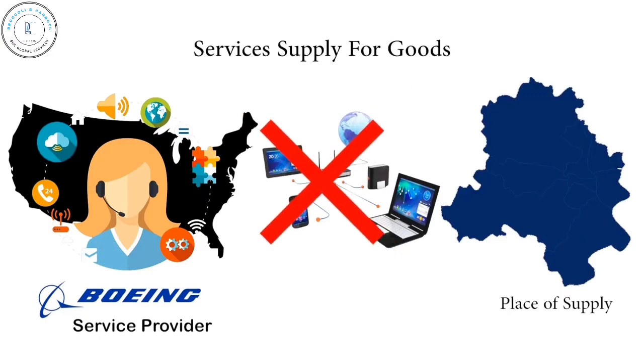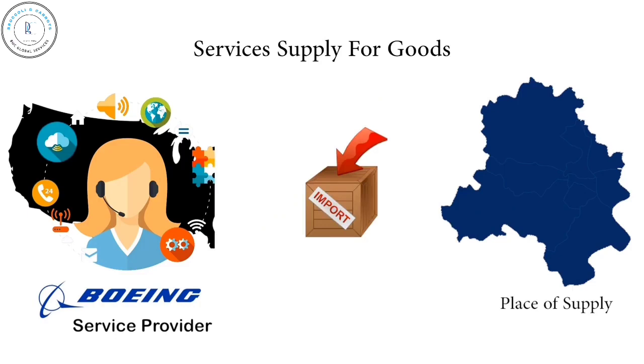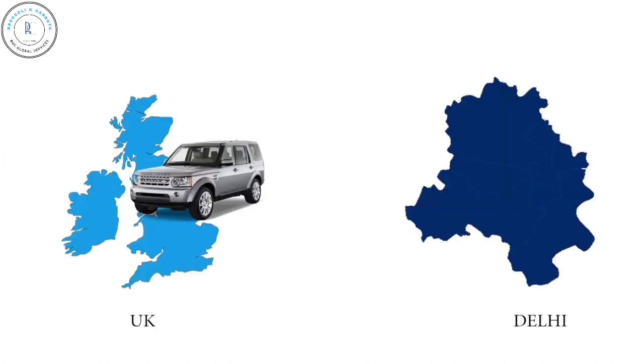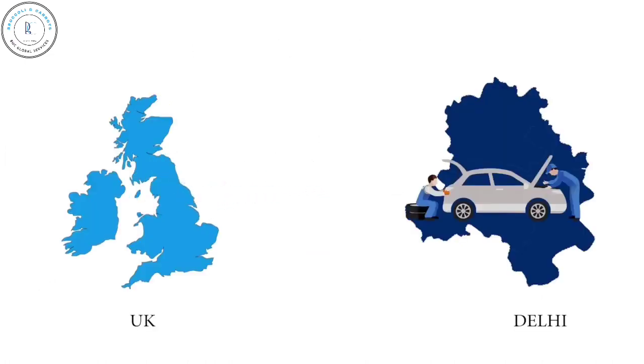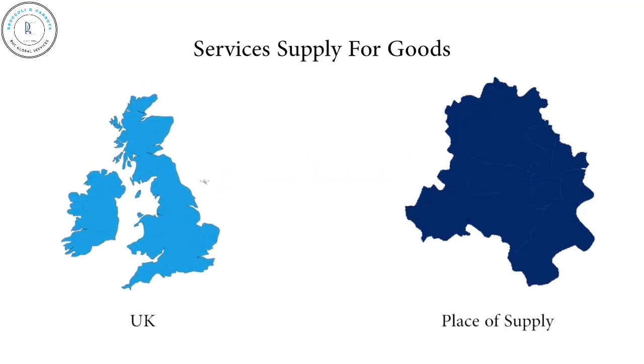The above clause will not apply in the case of services supplied for goods temporarily imported into India for repairs and exported after repairs without being used in India. Example: a Land Rover was brought to Delhi from UK for repairs. Later it was sent back to UK. Place of supply shall be Delhi.